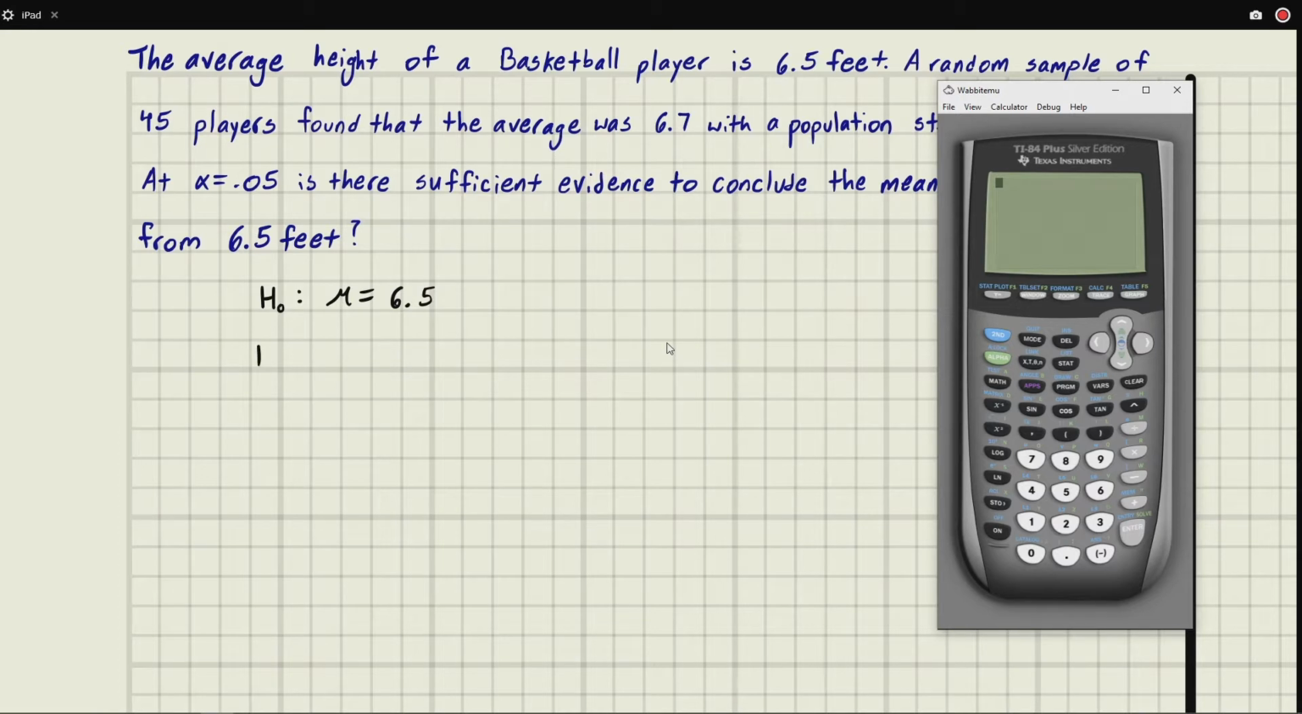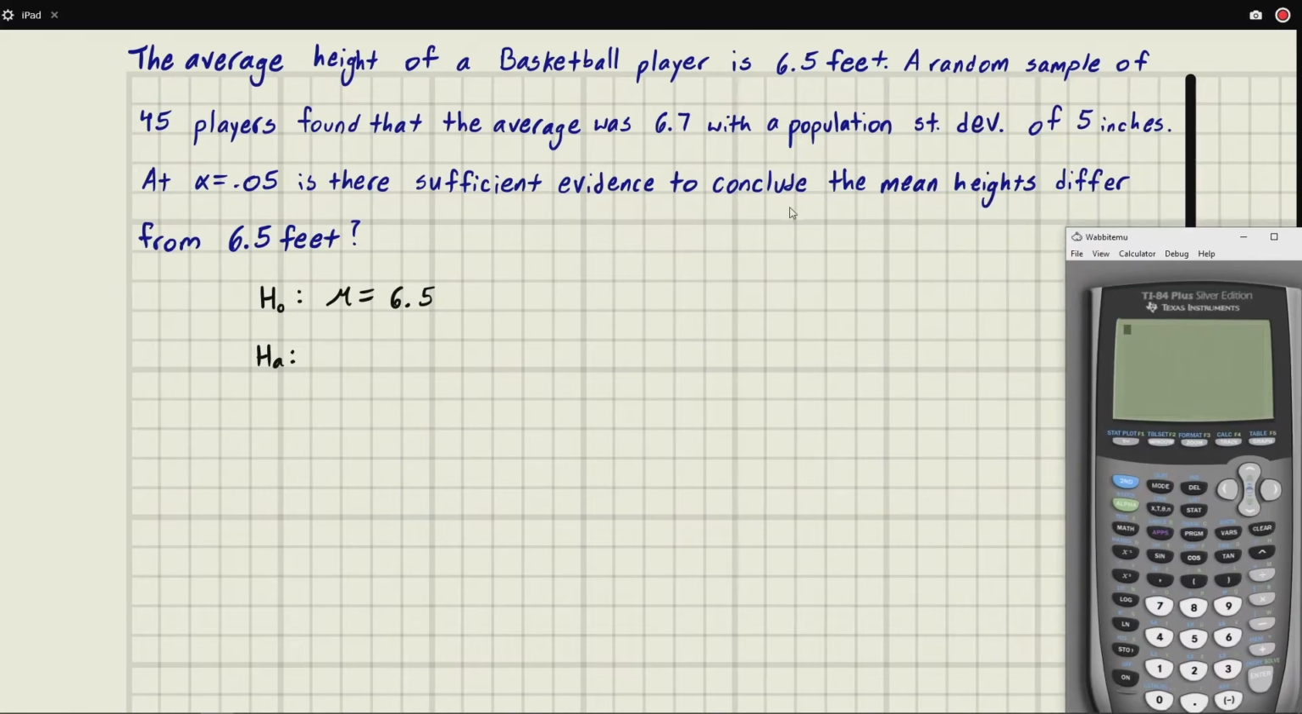So we're going to say that the mean is equal to 6.5. And then for the alternative, it says right here that we're looking to conclude that the mean heights differ from 6.5. So that means that the mean is not 6.5. This tells us that it's a two-tailed test. And since we're trying to conclude this, this one is the claim.